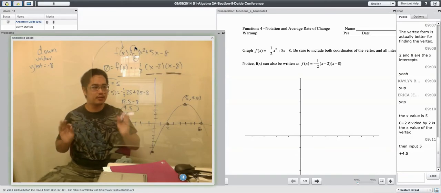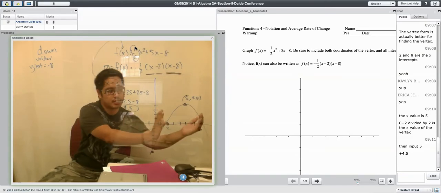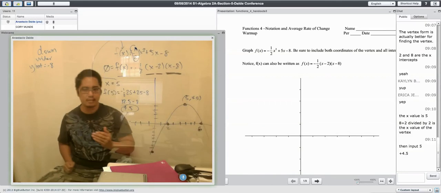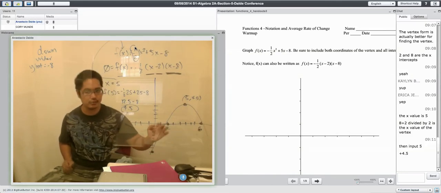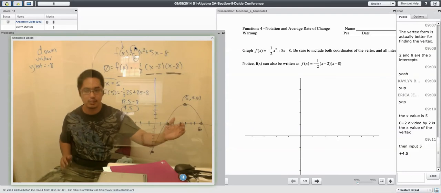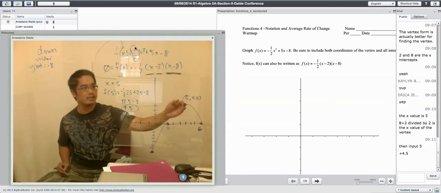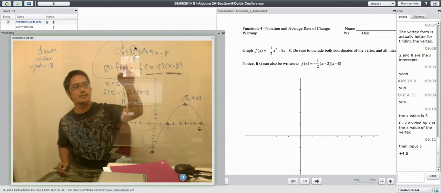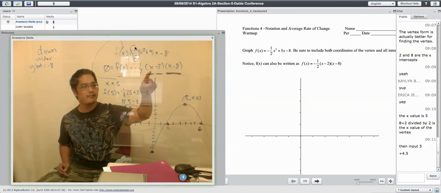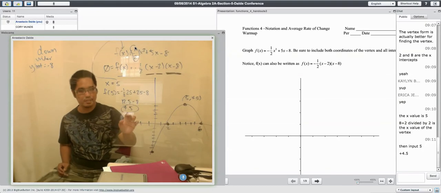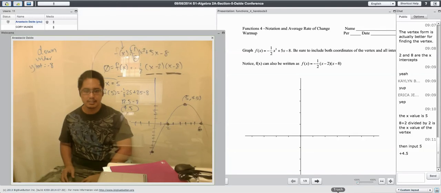Now for the vertex, all you do is find the average of these two x-intercepts. So 2 plus 8 is 10. Divide that by 2, that's 5. Boom, right in the middle. Then I can plug the number 5 into either one of these because these are the same equations, and calculate what f of 5 is going to be. Does that make sense to you?